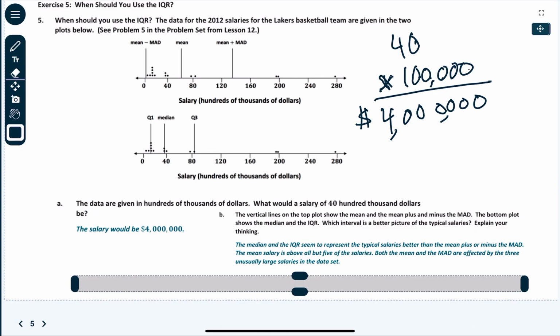Okay. So these 3 right here have stretched the mean this way a little bit, and it doesn't show to be quite accurate. So the median would be the best.